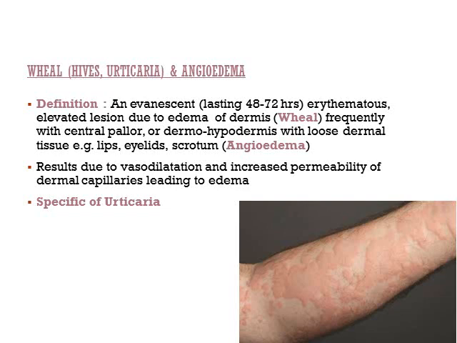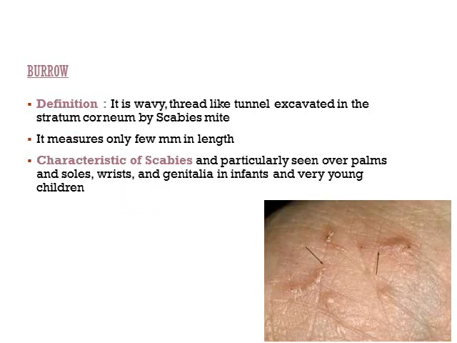Here what happens is you see certain red elevated edematous lesions on the skin, which are very transient. They stay for a few hours and go off. That is what wheals are. Sometimes the same thing happens in certain sites such as lips, eyelids and scrotum, and that is a condition which we call angioedema. The swelling can be seen at these areas. This is mainly because of vasodilatation and increased permeability of dermal capillaries leading to edema. This is seen in urticaria.